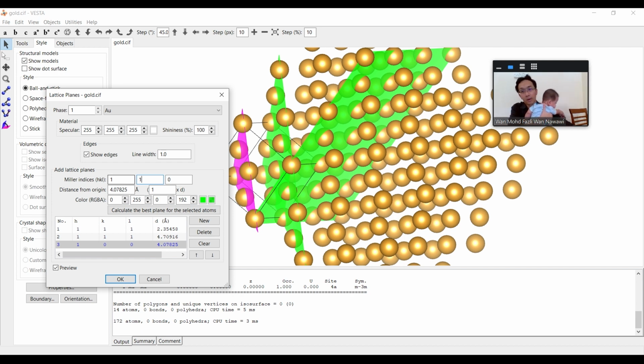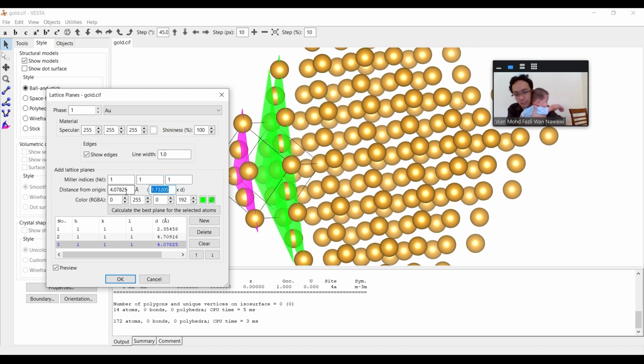I put 1, 1, 1, and then instead I put 3D. What does it mean by I put 3D? It means 3 times the distance of the original unit cell, because the unit cell, as you can see just now, 4.07825 is basically the maximum length of that cubic unit cell from the origin to the edge. So 3D means as if you expand the unit cell to become 3 times bigger. So next I make it 3.